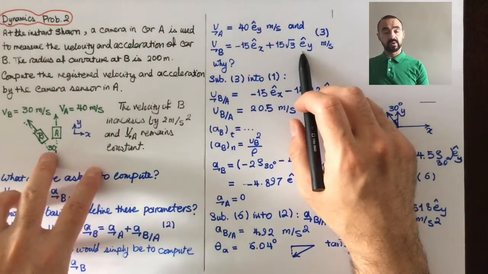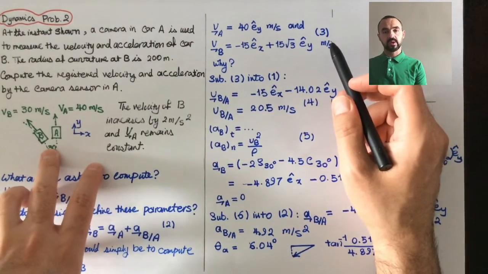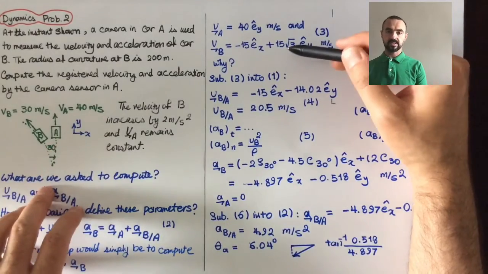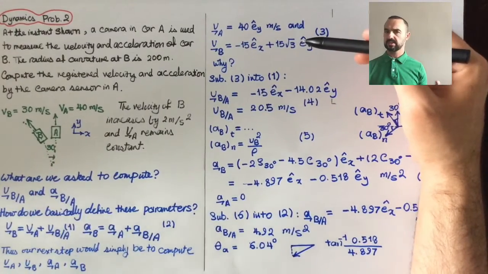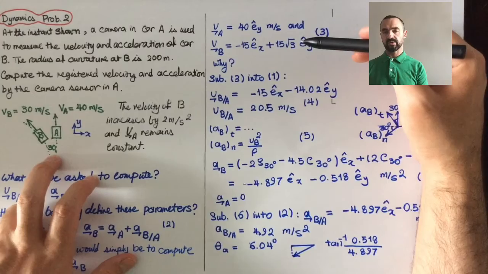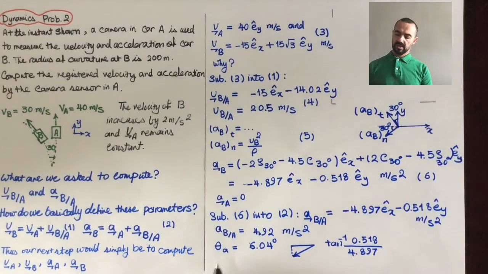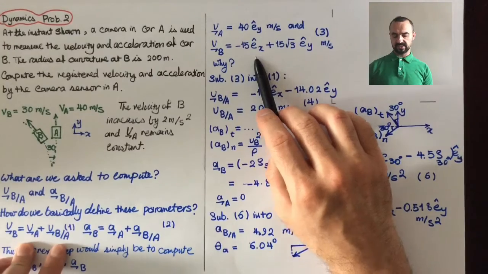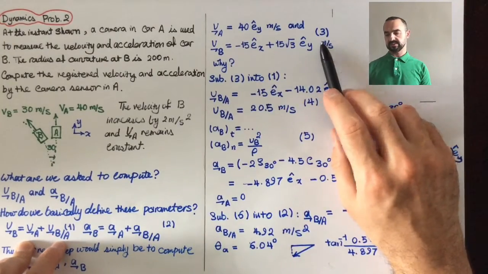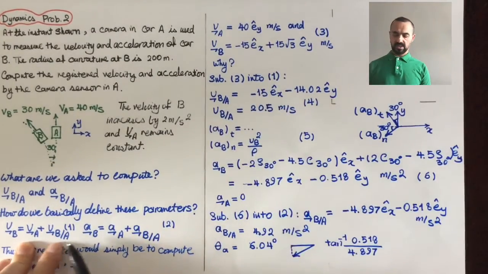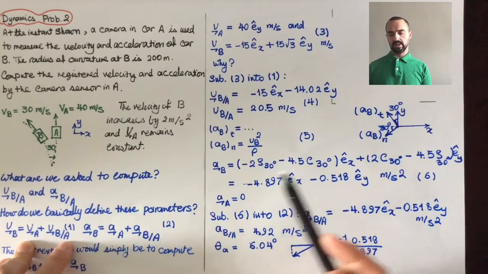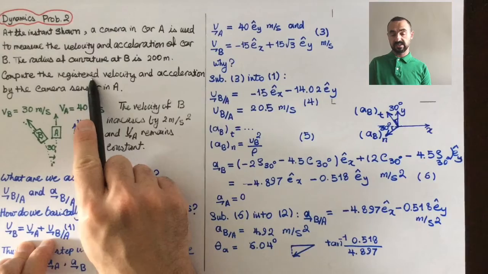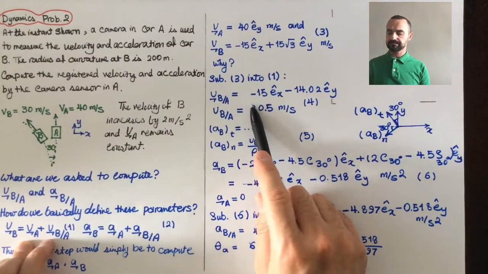Same thing about e hat y. So we simply compute the component of this velocity along the y-axis. And you know where this comes from because it comes from cosine 30. All right. Now we have the velocity of B, we have the velocity of A. We simply substitute these two in equation 1 and then we solve for the velocity of B with respect to A. That is what we're looking for.